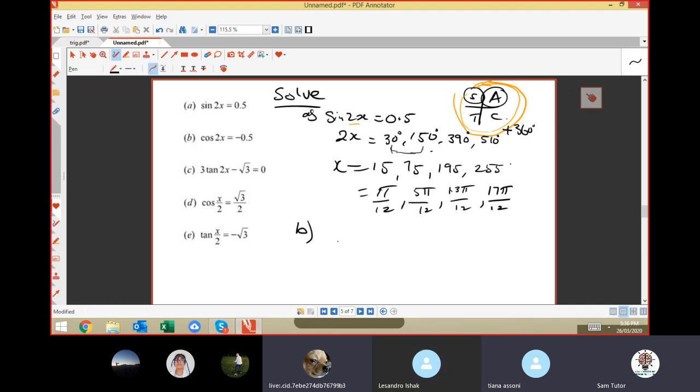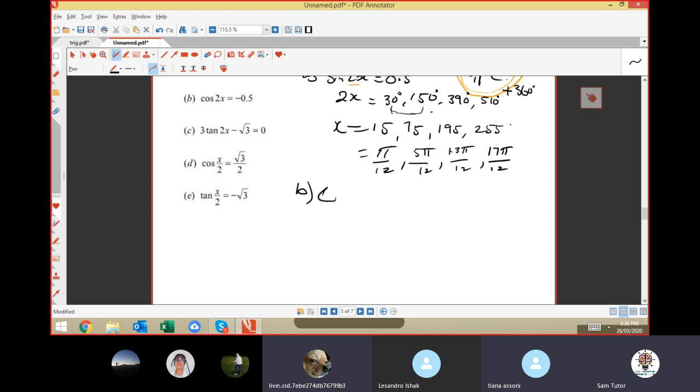Who wants to try this? Lisa, should we do it together, you and I? Sure. Let's do it. Cos 2x equals negative 0.5. The first thing that worries me is what? The negative. So I'm going to write 2x equals inverse cos of a half. You just do positive half. What do you get?